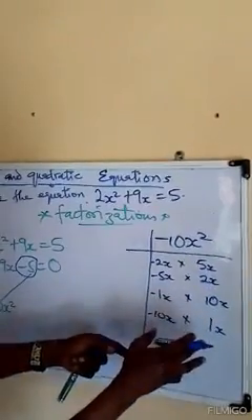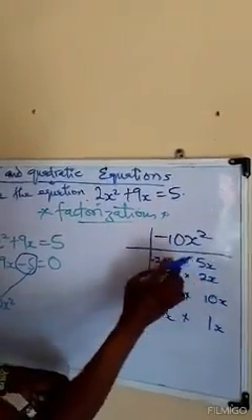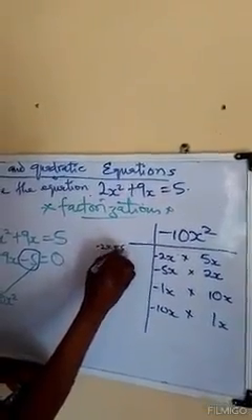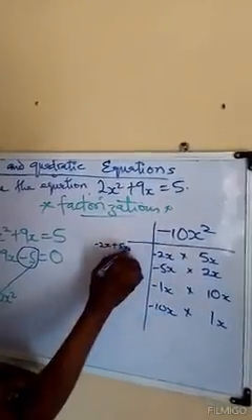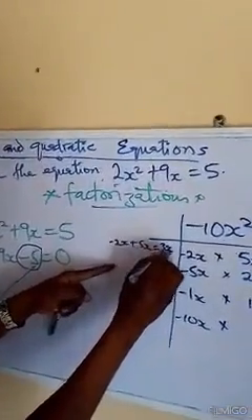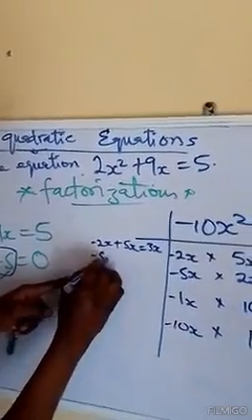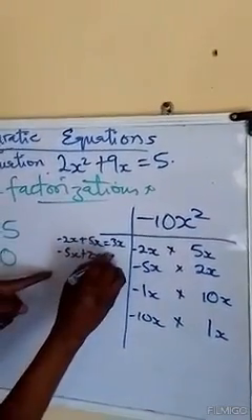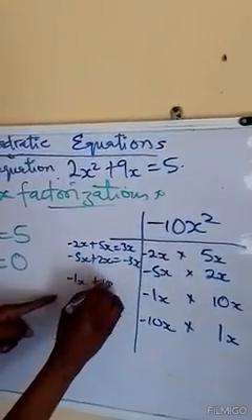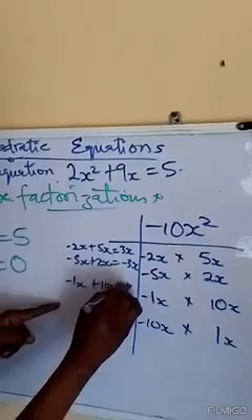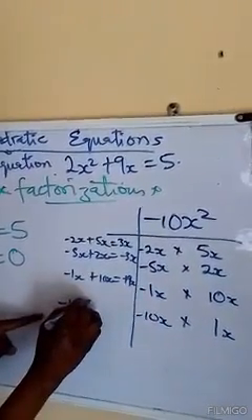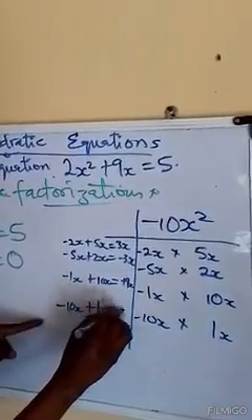So look, you can see this. Now I'm going to manipulate each of them. Look at this. We have minus 2x plus 5x. Of course, that's going to give you 3x. Now watch this. Minus 5x plus 2x is going to give you minus 3x. Now watch this. Minus 1x plus 10x is going to give you plus 9x. Now if you look at this, minus 10x plus 1x is going to give you minus 9x.